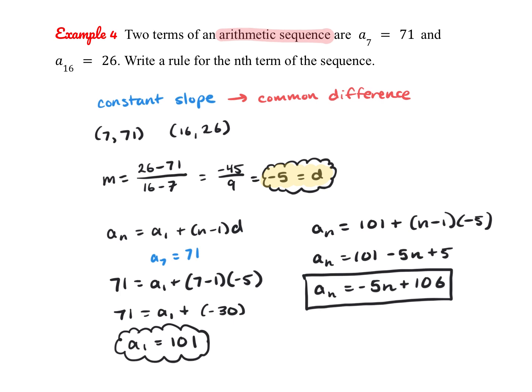So again, you can do it this way. We can use our slope formula to help us find the common difference, and then we still need to substitute one of the values to find a sub 1. Or you can do the process we did in example 3, and you can create a system of two equations to find a sub 1 and d.